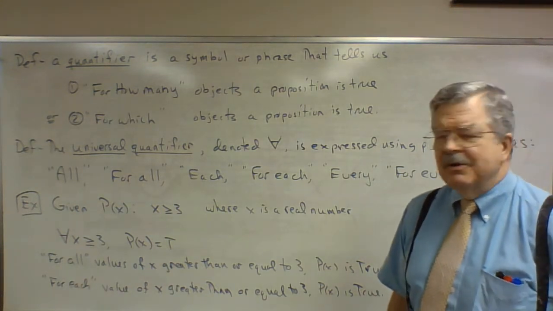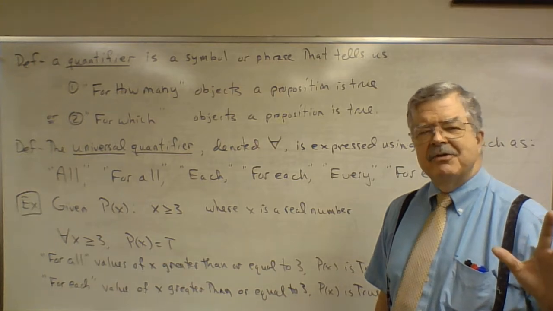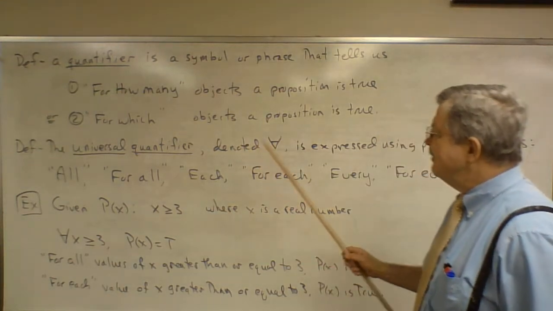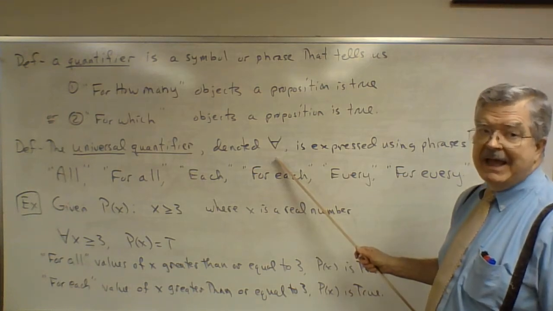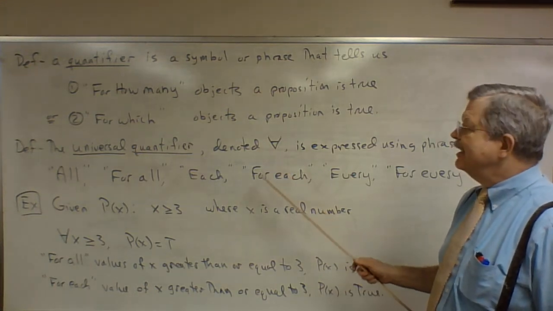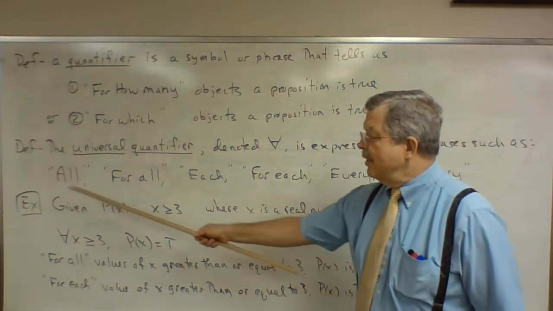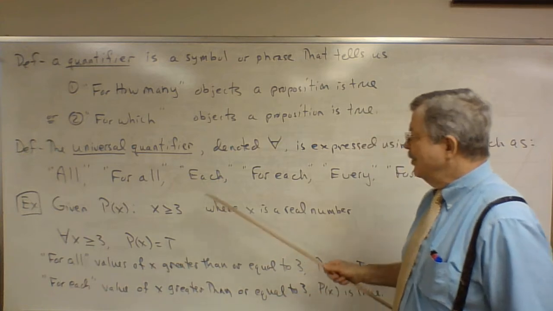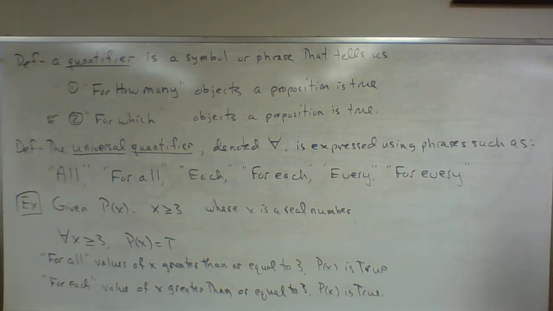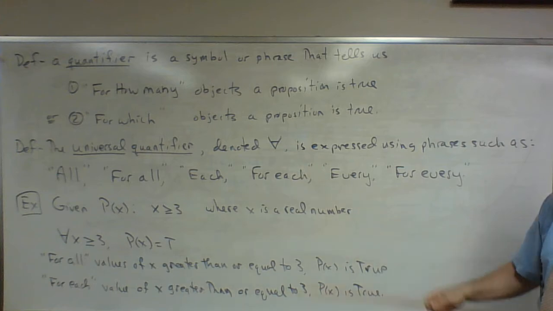The first quantifier that we'll look at is called the universal quantifier. In other words, it states that something is true for all objects in the universe, whatever the universe happens to be. So the universal quantifier is denoted this way. It's an upside down A. And I think that's the symbol that's used because A is the first letter in all. So the universal quantifier, upside down A, is expressed using phrases such as all, or for all, or each, or for each, or every, or for every. So these are the different phrases that are used to express the universal quantifier in words.